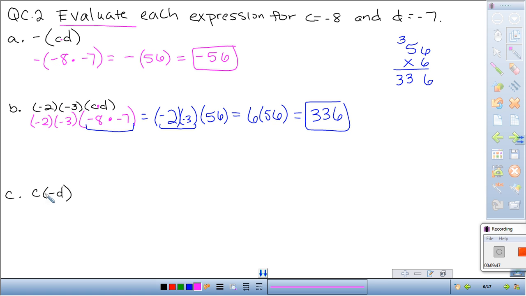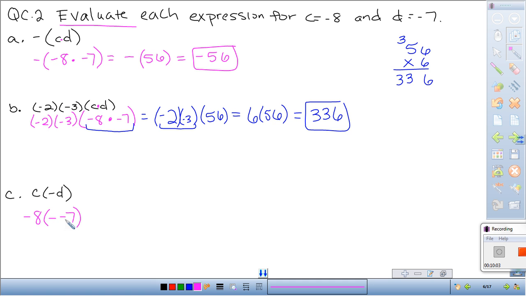On C, C times negative B. So again, we're substituting first. C is negative 8. Remember that you can also read this as the opposite of B. So I'm going to leave it, bring down my negative, and B is negative 7. So it's the opposite of negative 7.